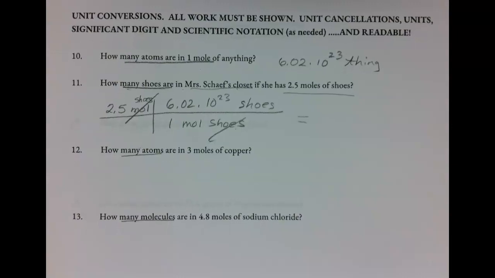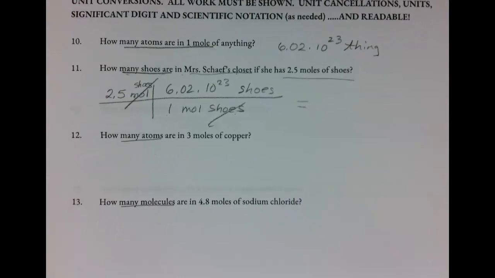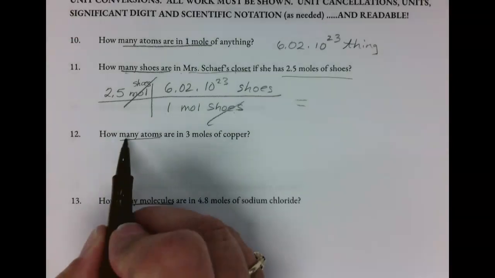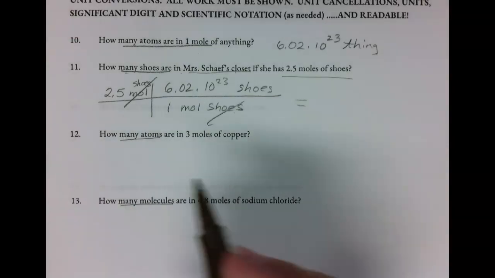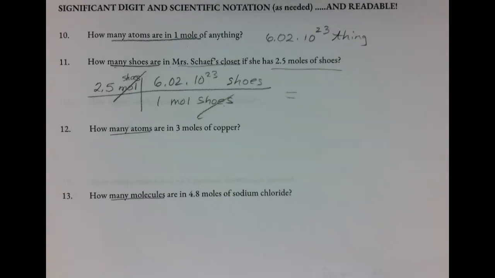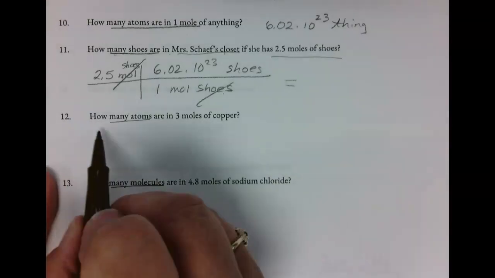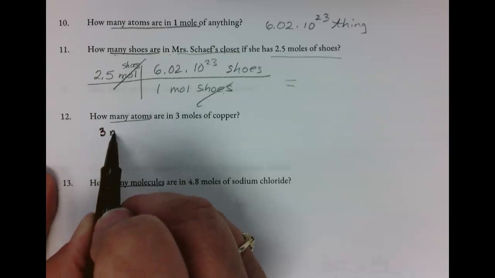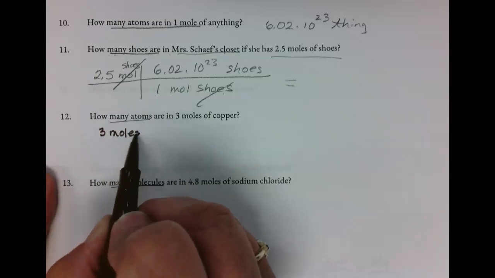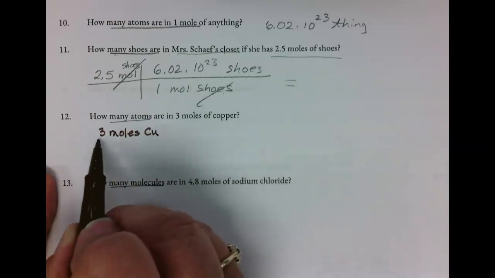So I already set the first one up in class, but if you'll remember, anytime we talk about how many atoms, we're talking about counting. We're counting how many atoms. And so anytime we're counting, we're going to use Avogadro's number. Okay, so I'm going to go ahead and set you up here. So we have 3 moles of copper. Again, always write down your given.